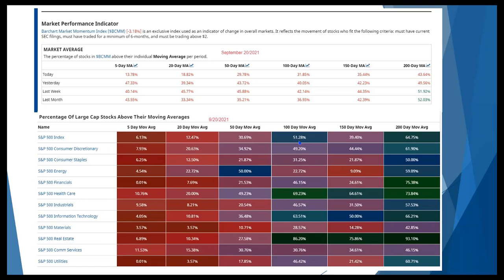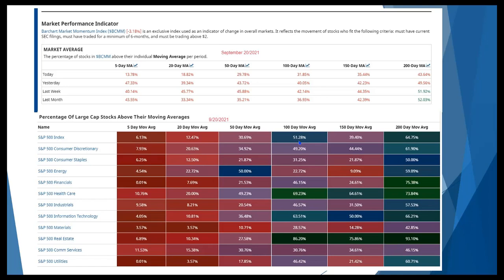200-day moving average, almost two-thirds of all stocks in the S&P on this day were still above the 200-day moving average. So remember what we said, stocks that are in an uptrend tend to stay above their moving average. So what is this telling us? Well, in the longer-term trend, more stocks are in an uptrend than in a downtrend. In the short term, more stocks are in a downtrend than in an uptrend. So what are we seeing here? Again, probably a correction in the short term compared to the long term.